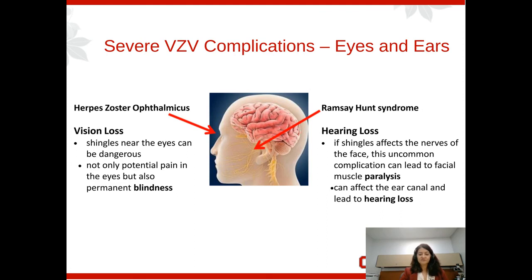Now, VZV can also affect the eyes with Herpes Zoster Ophthalmicus, whereby the optic nerve is impacted. There can be vision loss with that, and it can also lead to permanent blindness in severe situations. We also have Ramsay-Hunt syndrome, whereby a part of the ear is affected, which can lead to hearing loss and also muscle paralysis. Given these things are not very common, however, they certainly can occur.